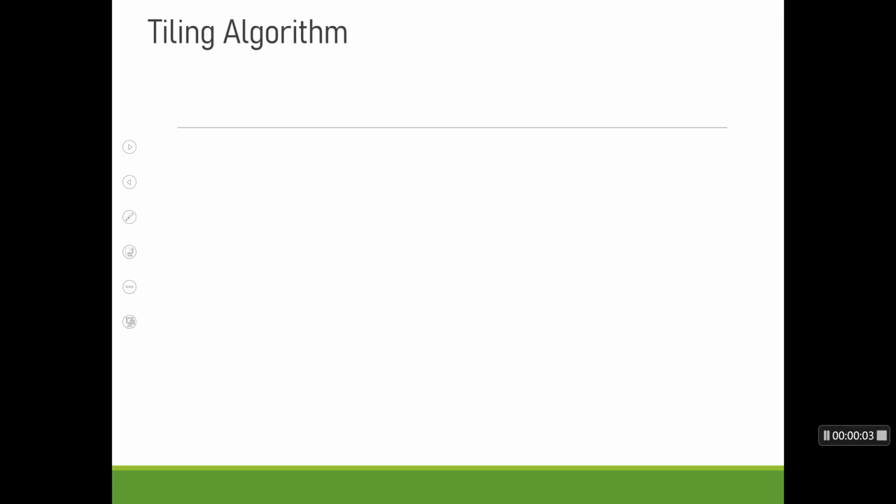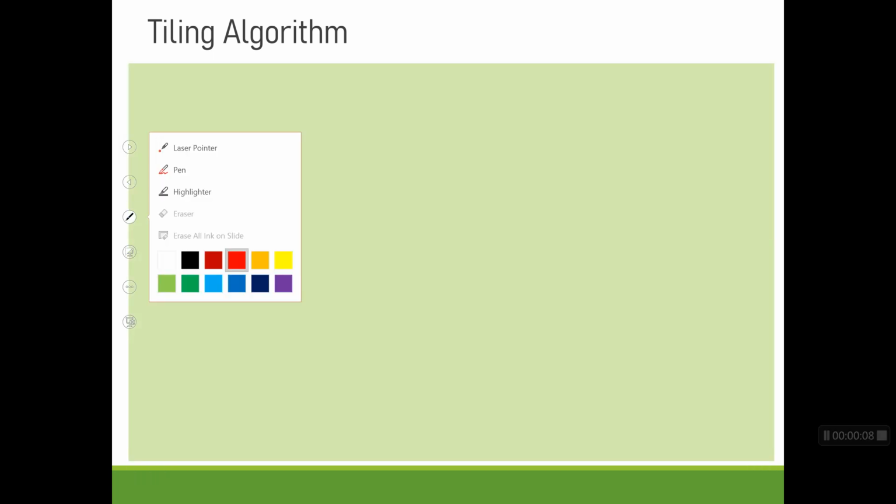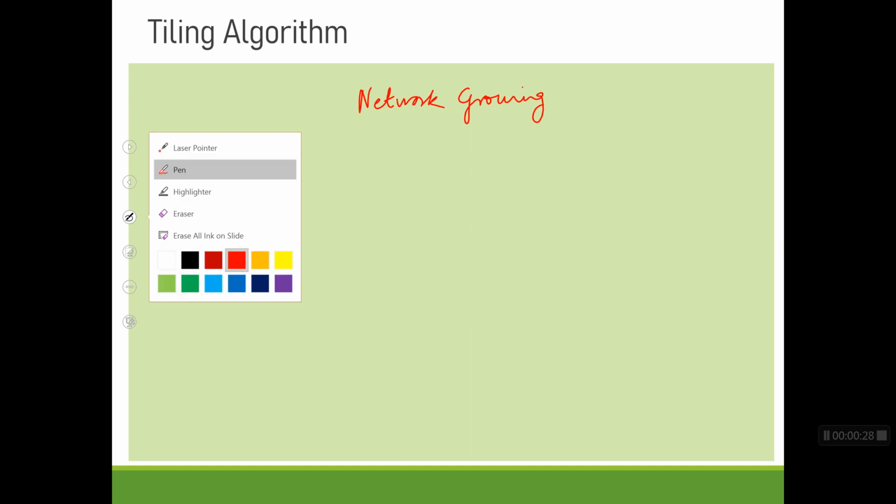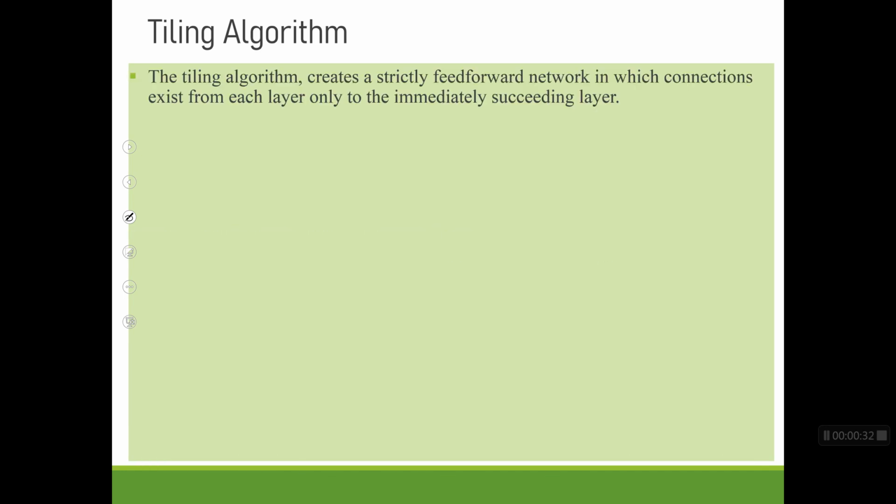Today's lecture we shall have a look at what is the tiling algorithm. Now please note that the tiling algorithm is basically a network growing algorithm like the other network growing algorithms which we have already seen, that is the Mark and algorithm and the neural tree algorithm. So what we need to note here is that it is a network growing algorithm. So we will be starting with a small network and then we would be going on to get a bigger network, that is a network of optimal size.